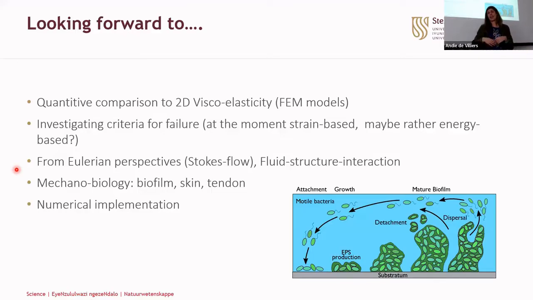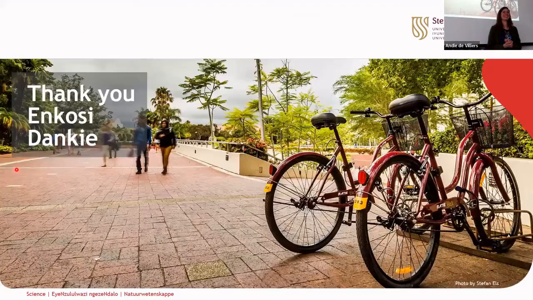And then the rest is really open. There's so much more that could be done, looking at it from a Eulerian perspective to model flow and then fluid-structure interaction. And because of the non-locality, it would really be nice in applications where mechanobiology is investigated, so how cells change based on the mechanical environment. And it's not very efficient yet, so there's some work on the numerical implementation that could also be done. Okay, thank you.